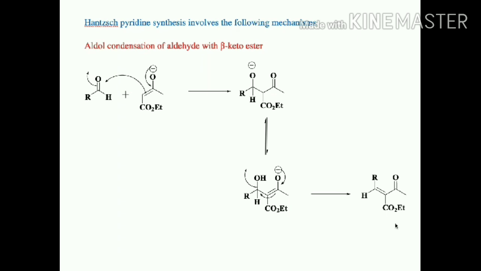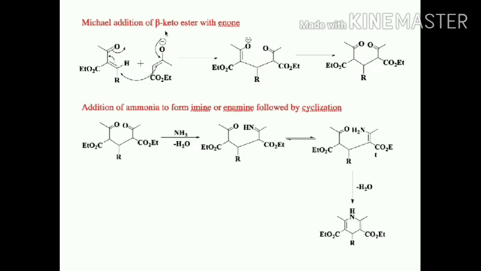In simple terms, it is called enone. So this enone is going to react with one more beta keto ester via Michael addition reaction. This Michael addition reaction is a 1,4 addition reaction, also called conjugate addition reaction. So whatever intermediate formed in the first step is going to combine with the beta keto ester to form a 1,5 dicarbonyl compound. So 1, 2, 3, 4, 5. So a 1,5 dicarbonyl compound will be formed. So this is the second intermediate.